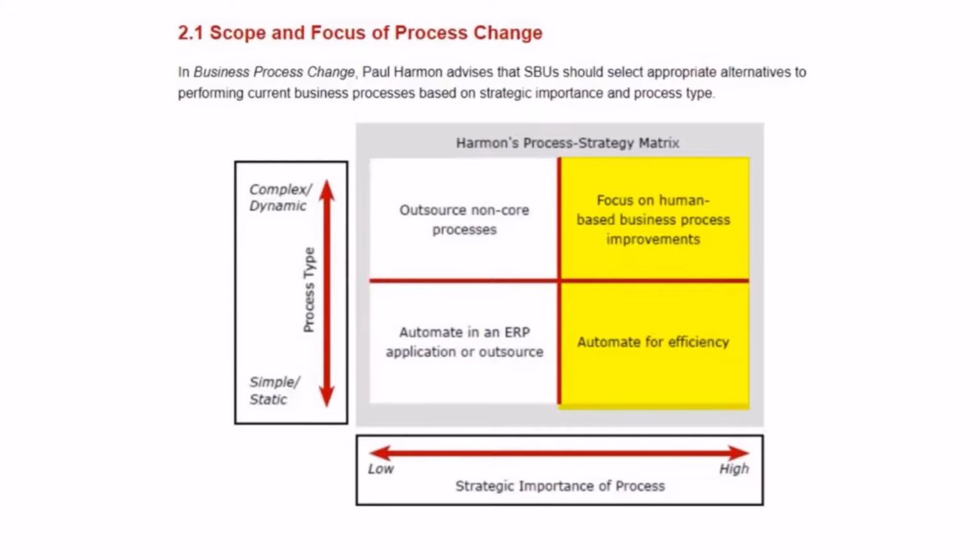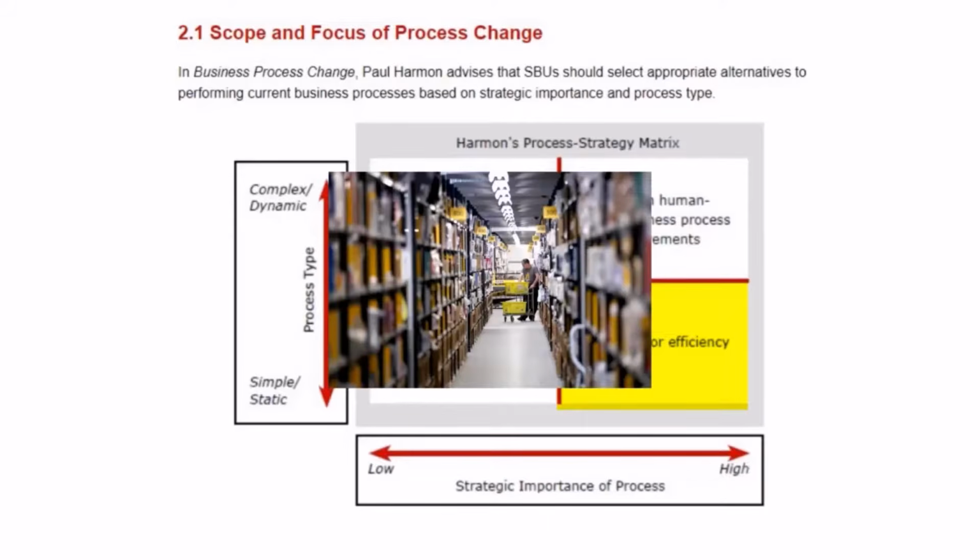If we move to the right side of the matrix, now we're looking at processes that are of high strategic importance, and we need to distinguish between their complexity. If we look at the lower right, where we have processes that are rather simple, here we will use automation to improve efficiency. Consider the process of warehouse picking. This is the manual task of wandering out into a warehouse and finding the right product, gathering that and bringing it to a collection point so we could ship it to our customers.